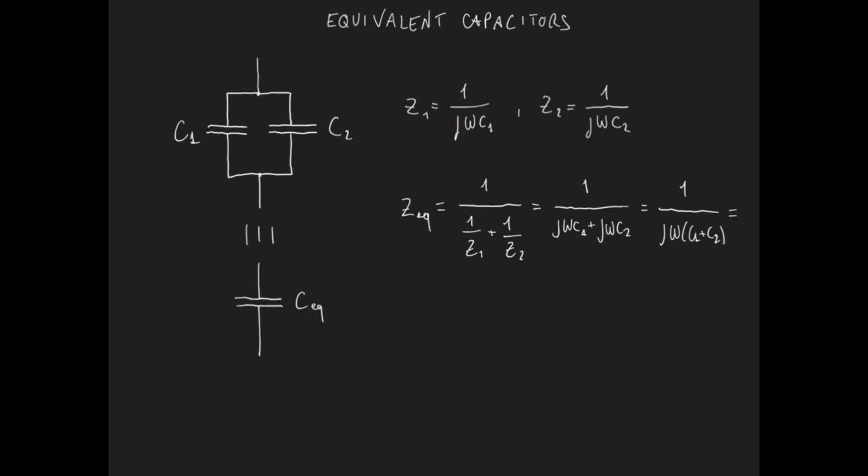This in turn must be equal to 1 over j omega Ceq. From this last equation, we get that the equivalent capacitance Ceq must be equal to the sum of the two capacitances C1 and C2. This again is exactly the same result we got when we discussed the operation of the capacitor in one of the previous video lectures.